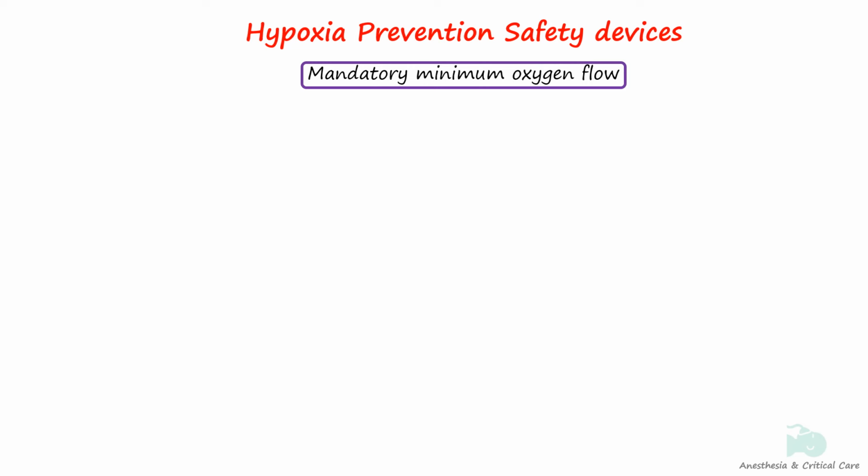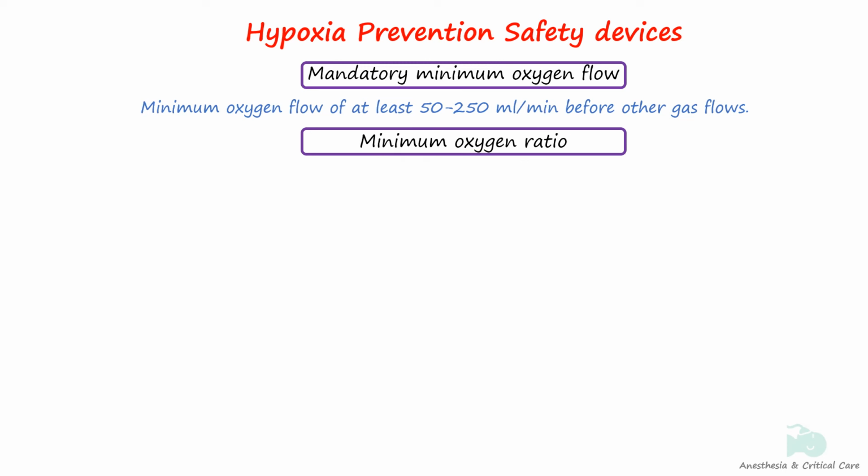There are systems designed to protect against the delivery of hypoxic mixture at the flowmeter level. Machine safety standards require mandatory minimum oxygen flow of 50 to 250 milliliters per minute before other gas will flow. Some machines activate an alarm if oxygen flow falls below a certain limit. In modern anesthesia machines, nitrous oxide and oxygen flow controls are physically interlinked so that a fresh gas mixture containing at least 25% oxygen is delivered at the flow meters when only nitrous oxide and oxygen are used.